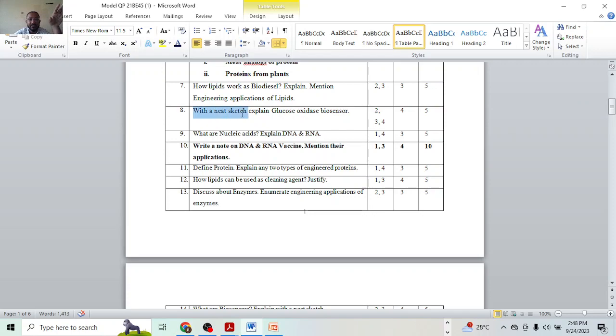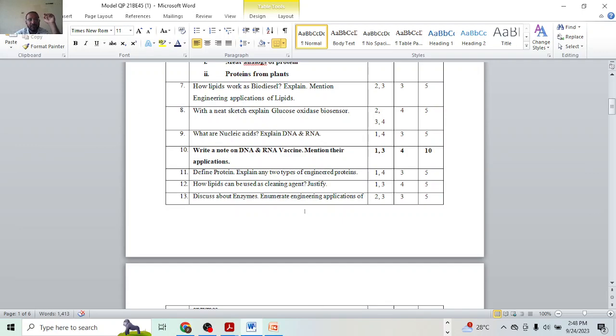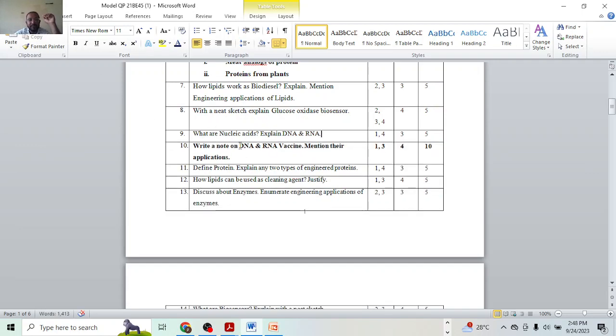With a neat sketch, explain glucose oxidase biosensor means you have to draw the sketch, understanding. And then what are nucleic acids, in that sense, you have to define just nucleic acids and explain what is DNA and what is RNA. Then write about DNA and RNA, equal importance is given here. Mention their applications, even for that equal importance is given. So if it is 10 marks, 5 marks is divided for DNA, 5 marks will be for RNA.